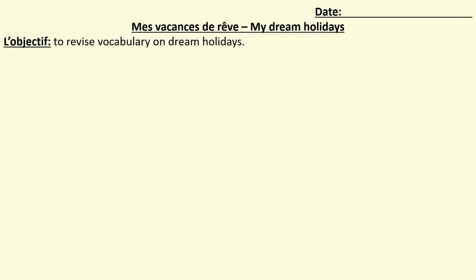As always, Year 9, write down the date in French. This can be found on class charts. Then underline it neatly in your book. Then write down the title, Mes vacances de rêve, in French and in English, My Dream Holidays, and then write your objective to revise vocabulary on dream holidays. Pause to do that now.